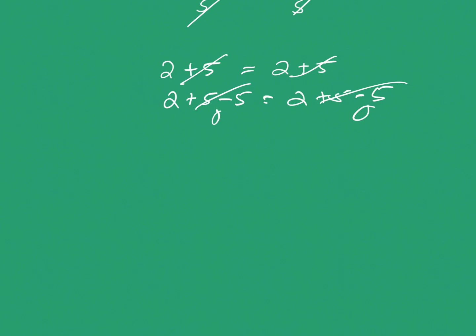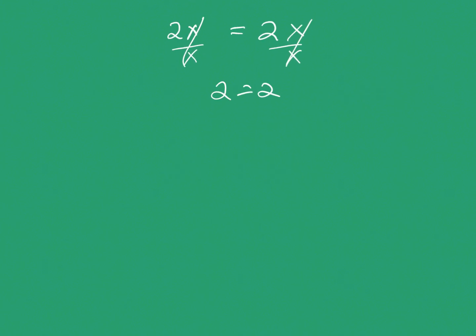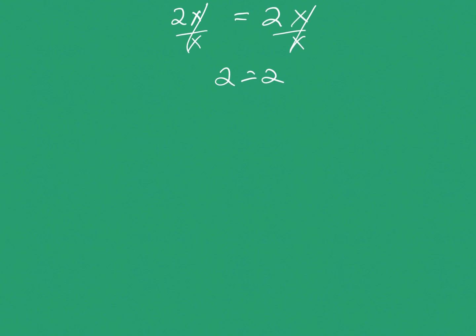So we can start to do this with variables. We can say 2 times x equals 2 times x. Divide both sides by x, and we get 2 equals 2. So again, the x's have canceled out. Now, you can also do it this way. You can say 2 times x equals 2 times x, and just cancel them out here. And actually cancel these guys out, you get 1 equals 1, which is also true.